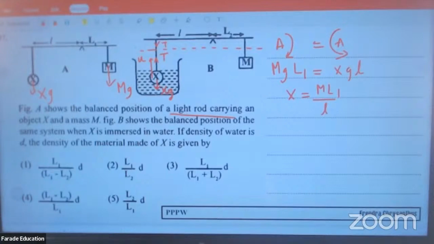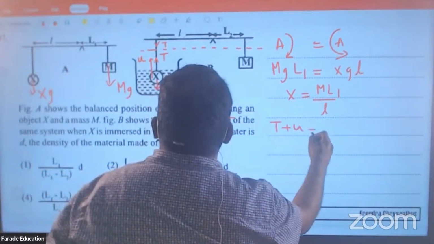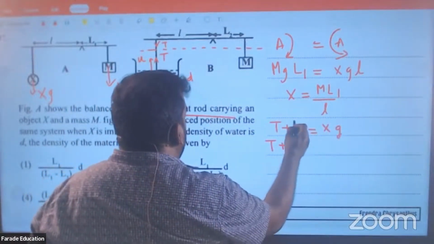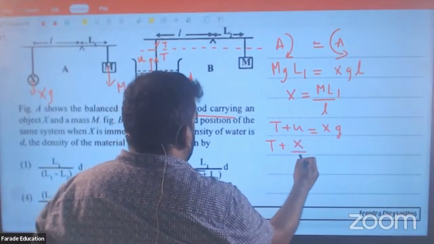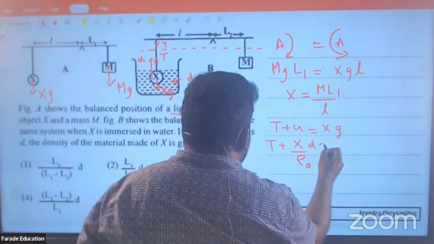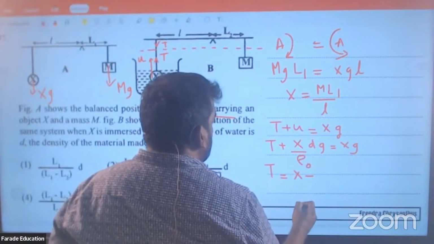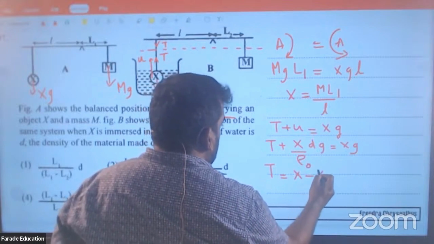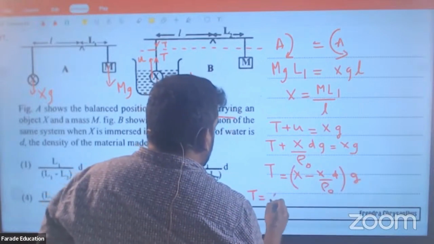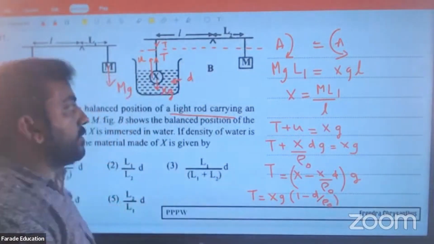Density of water is d. Density of the material is going to be how much? So tension plus upthrust equals Xg. Tension plus upthrust, where submerged volume is mass X divided by density of object, that's the volume, times density of liquid times g. Tension is equal to Xg minus X over rho naught times d times g. Take g out: tension is equal to Xg times 1 minus d over rho naught, the density of the object.